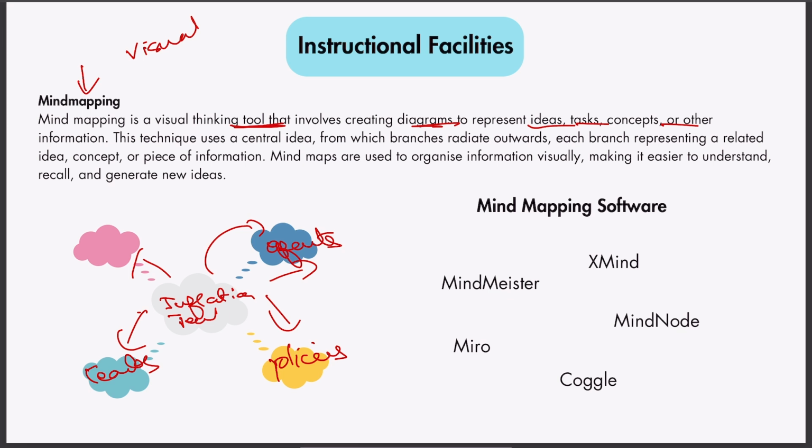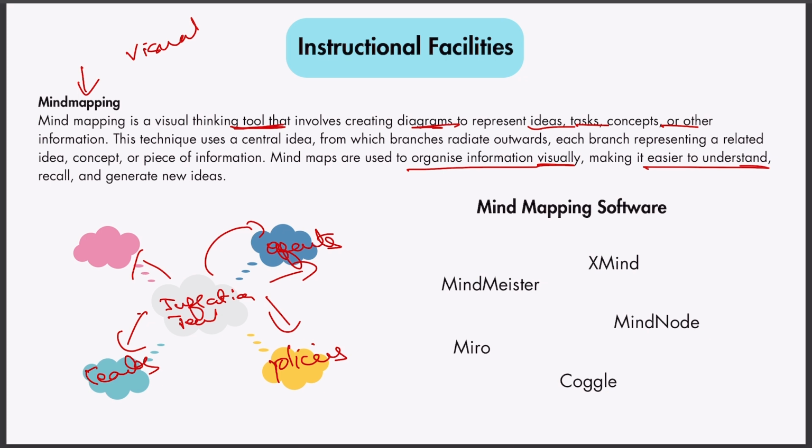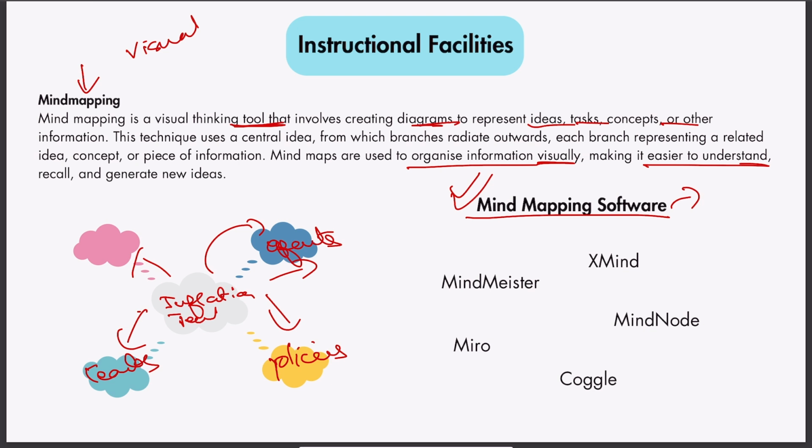So mind maps are used to organize information visually, making it easier to understand. Whenever you don't understand anything, try using mind maps. Mind mapping software is a very up and coming topic that I've seen multiple questions on in the past years. MindMeister, Xmind, Miro, which I use for all my learning, Coggle and MindNode, which is also free software that you can use.